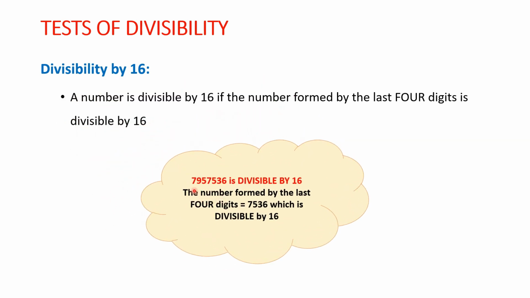Let's take an example. The given numeral is 7957536 and the number formed by the last 4 digits is 7536, which is divisible by 16. Therefore, the given numeral is also divisible by 16.